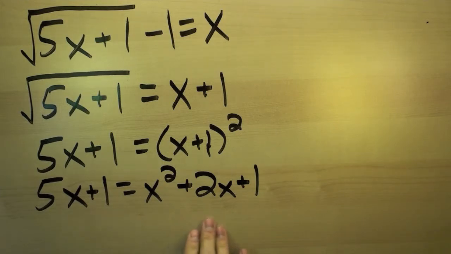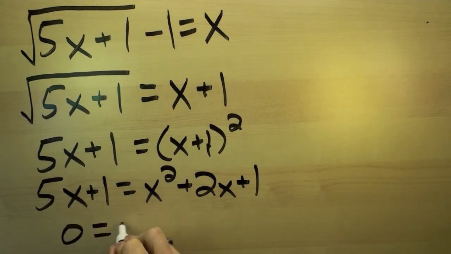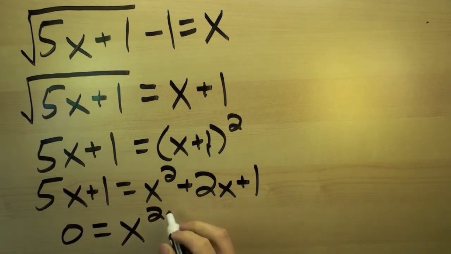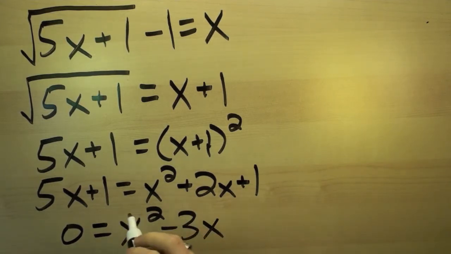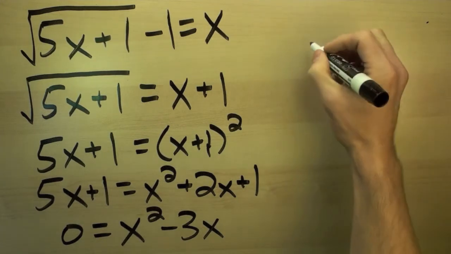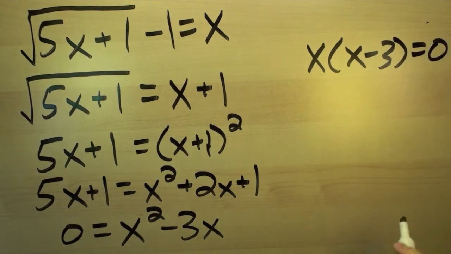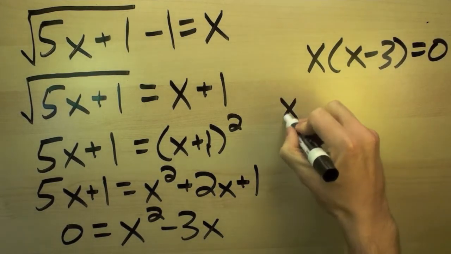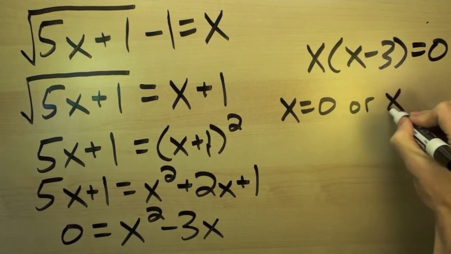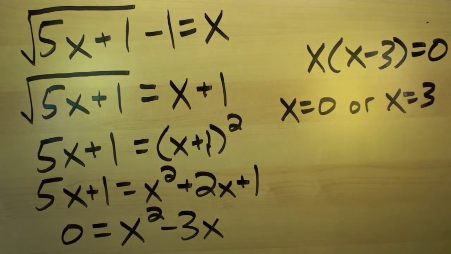So we want to get 0 on one side of this equation, so we're going to get 0 equals x squared. Subtracting 5x from both sides is going to give us minus 3x, and subtracting 1, the 1's just cancel from both sides. So x squared minus 3x equals 0. That means that x times x minus 3 is equal to 0. So x equals 0 or x equals 3.